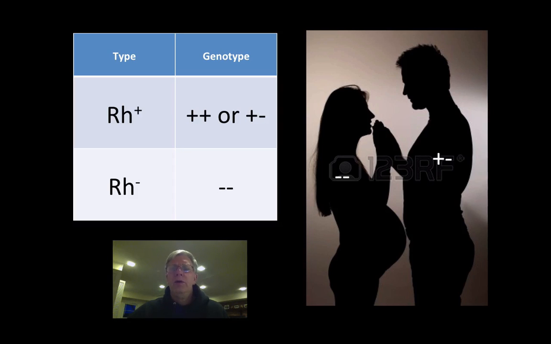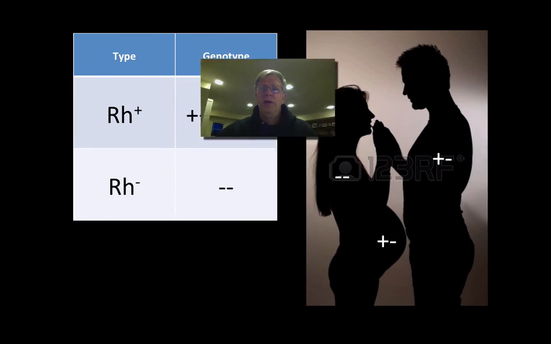So here we have a situation that could result in a problem. If mother is Rh negative and father is Rh positive, either homozygous or heterozygous, could they have a baby that is Rh positive? And the answer, of course, is yes. Dad could give his positive allele for Rh factor to the baby. So if mom is negative and baby is positive, then we could potentially have a problem.